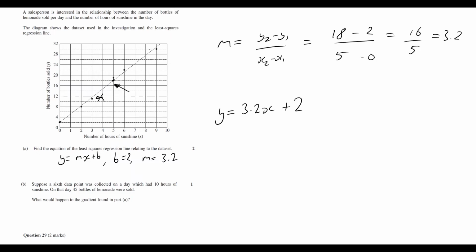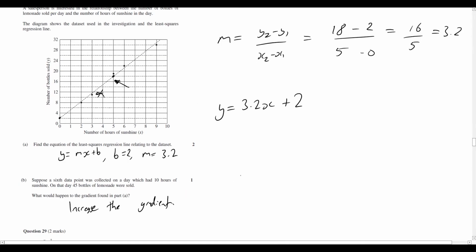So what we can say is that it would actually increase the gradient. And it's fairly clear as to why that is, I believe. Mainly just because we're adding another point really high up, and then the new line of best fit would have to account for that. So we'll just say that it increases the gradient.